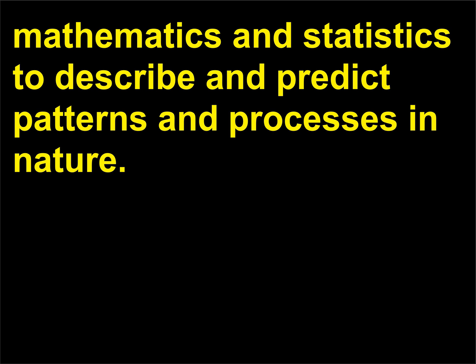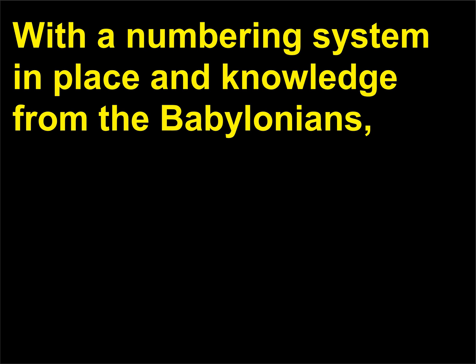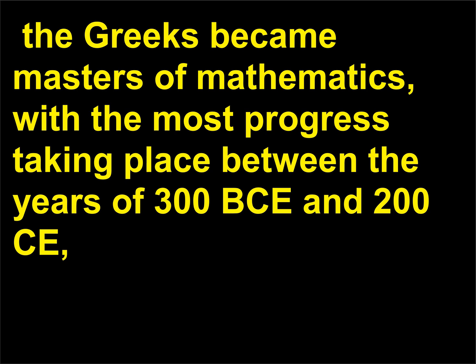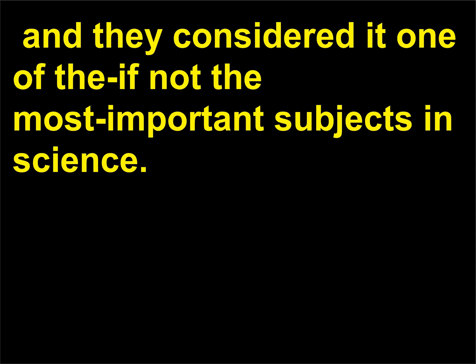Why was mathematics so important to the Greeks? With a numbering system in place and knowledge from the Babylonians, the Greeks became masters of mathematics, with the most progress taking place between the years of 300 BCE and 200 CE. Although the Greek culture had been in existence long before that time, the Greeks changed the nature and approach to math, and they considered it one of, if not the most important subjects in science.